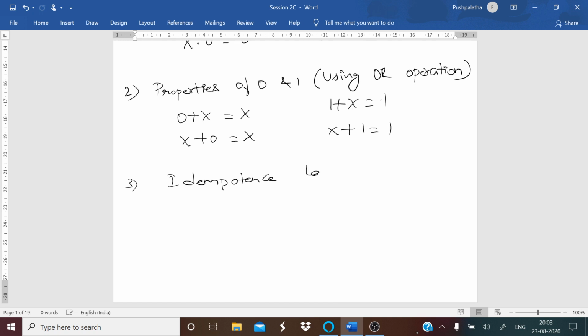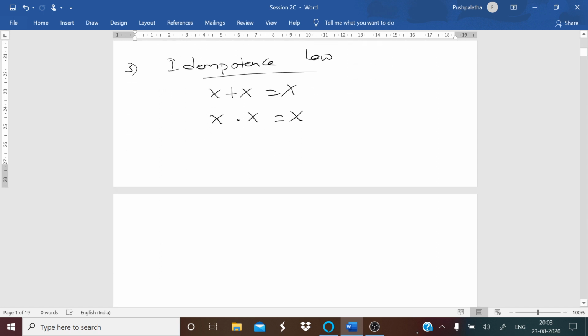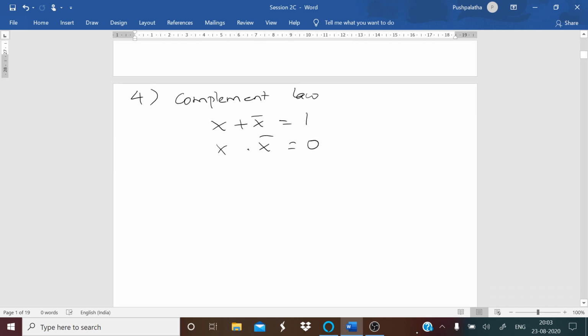idempotence law. This is important because they can ask you to prove any of the 5 Boolean theorems for 5 marks. So each one carries 1 mark. So idempotence law: x plus x is always x and x into x is also always x. And then complement law: x plus x bar is always 1 and x into x bar is 0. These laws are very important while you are solving, as we said, Boolean expressions. So you should know these rules.